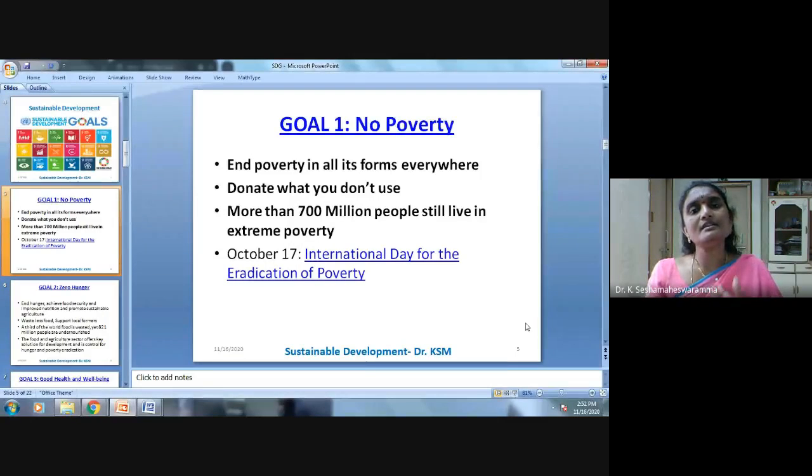Still 700 million people live in extreme poverty worldwide. See the situation. We are thinking everywhere development is going on, but where is it? Each and everybody has to think. End poverty in all its forms, everywhere. It has to end everywhere.